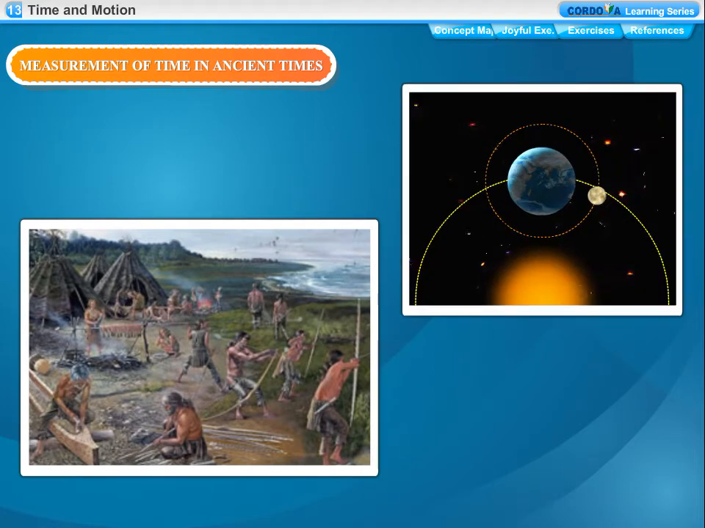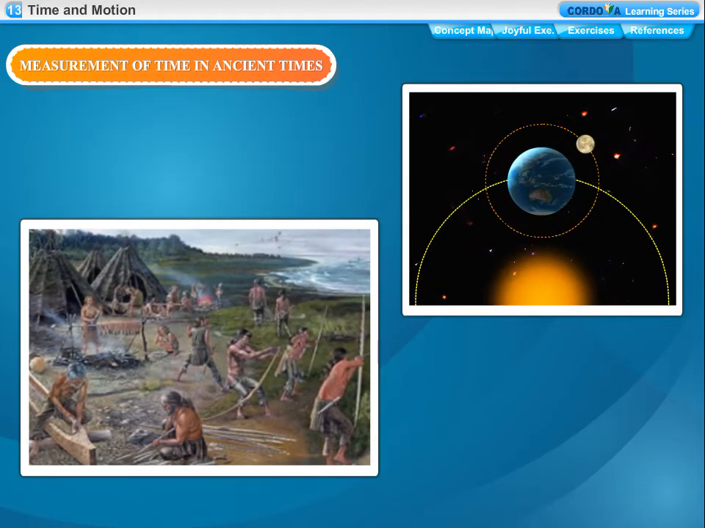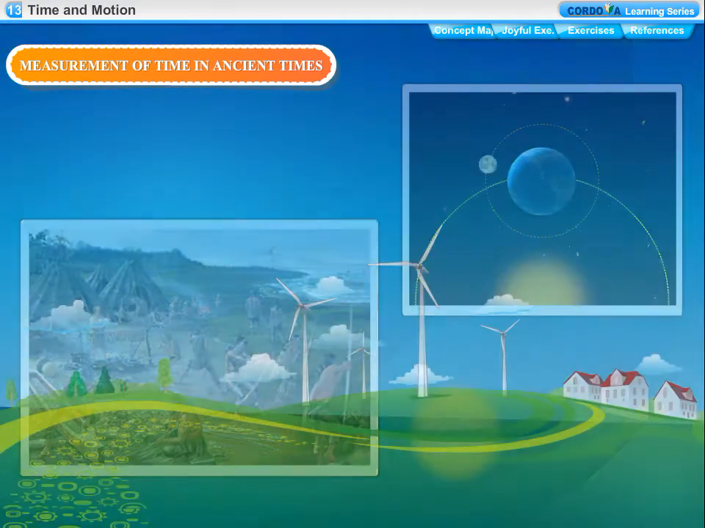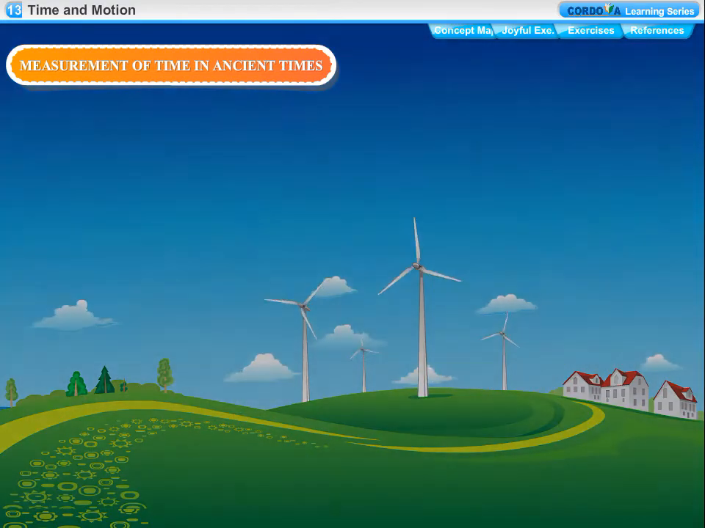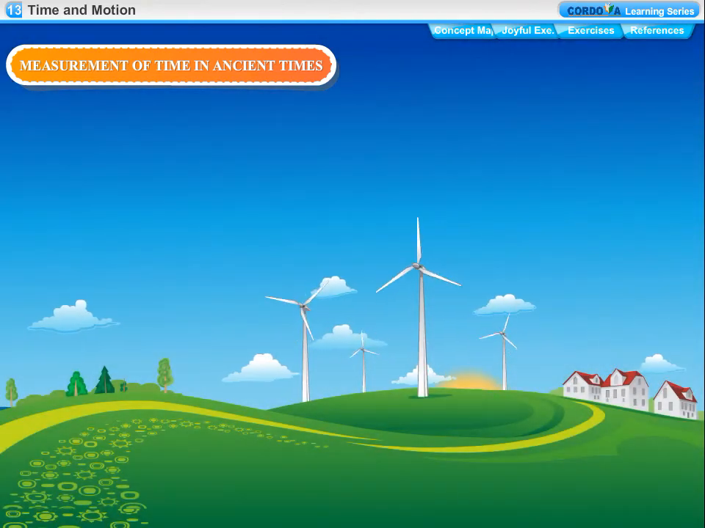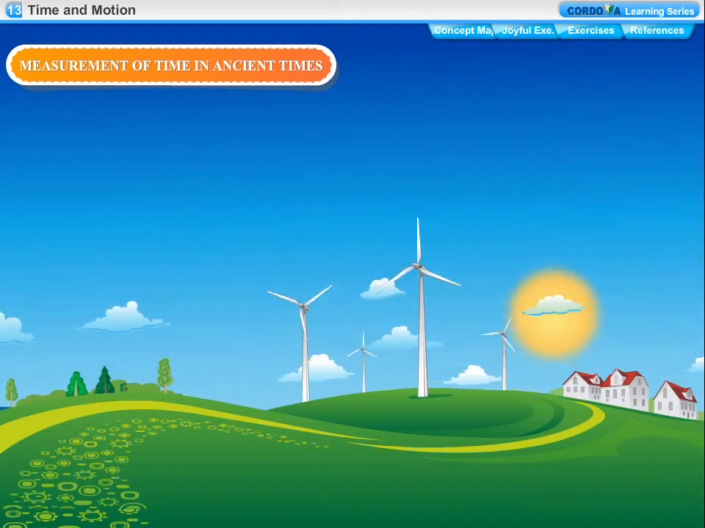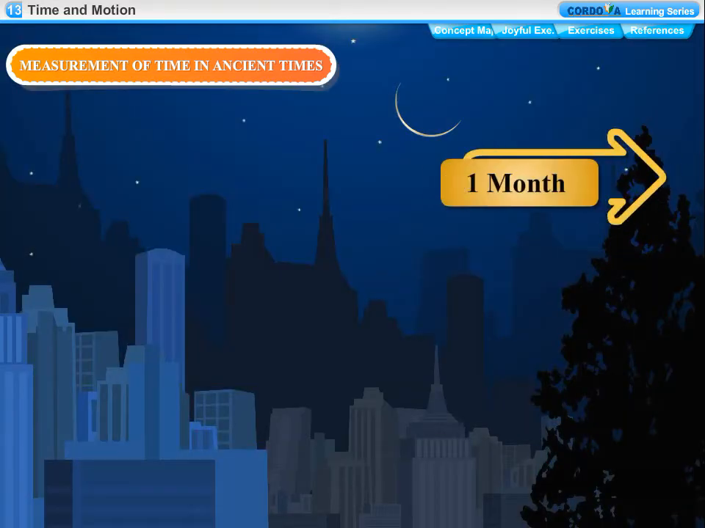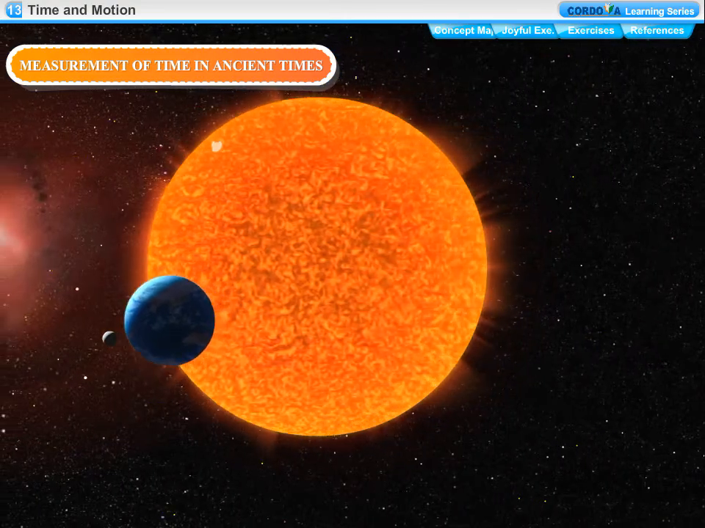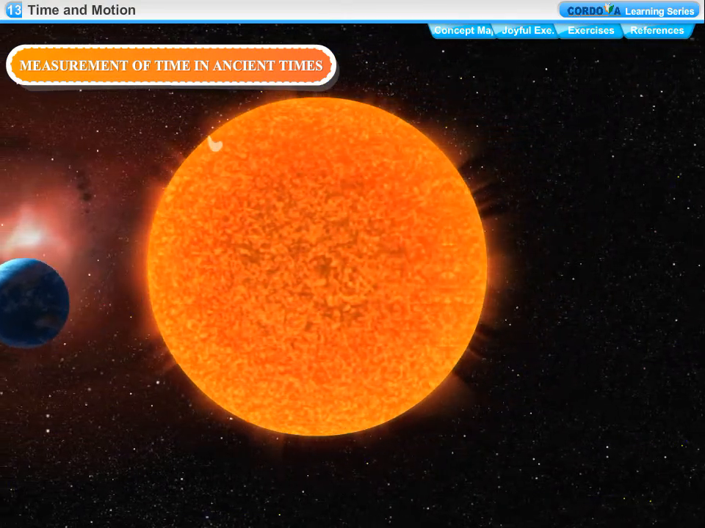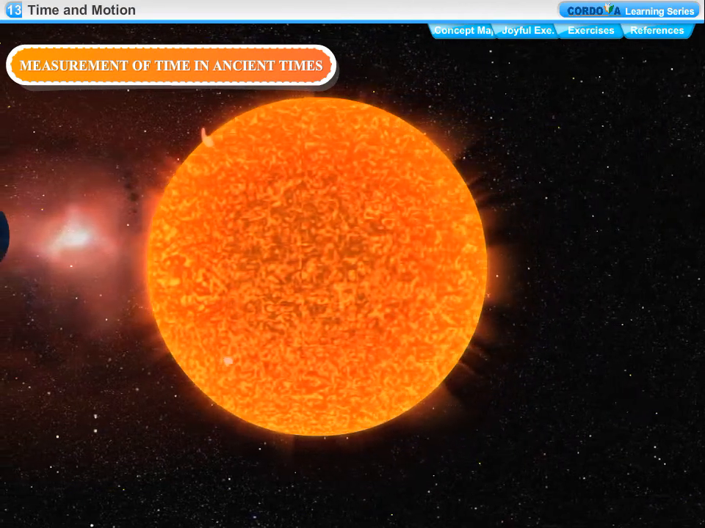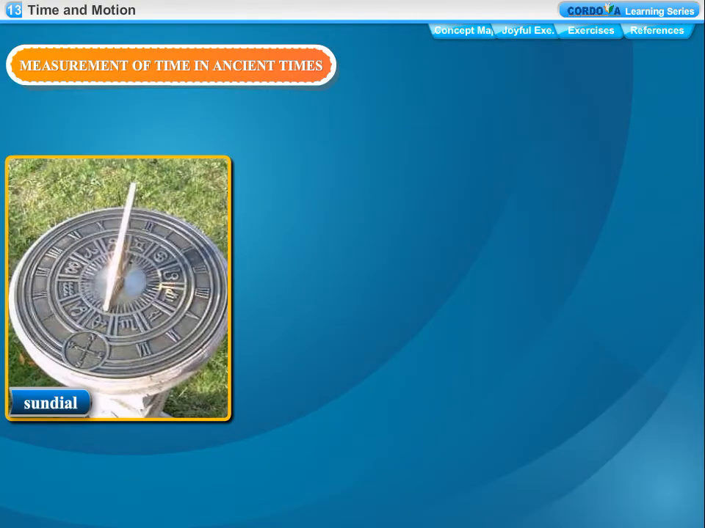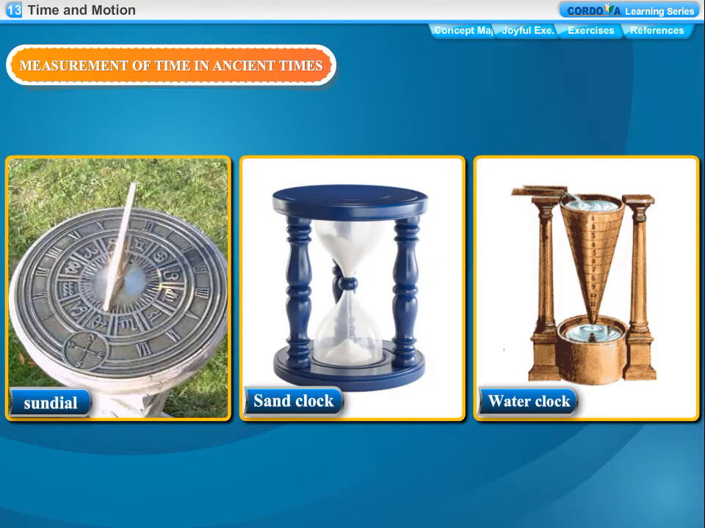Our ancestors used some natural events which repeated regularly after definite intervals of time to measure time. For example, the time taken between one sunrise to the next sunrise was called a day. The time taken between one new moon to the next new moon was called a month. The time taken by the earth to complete one revolution of the sun was called a year. Some of the important time-measuring devices used in ancient times were sundial, sand clock and water clock.